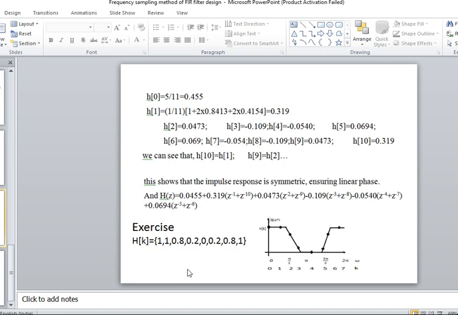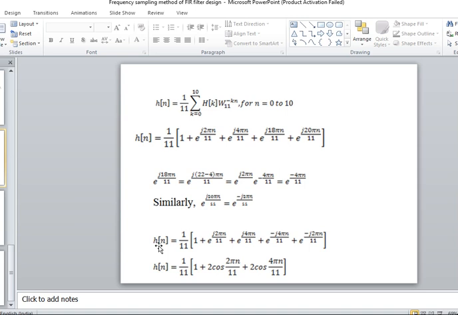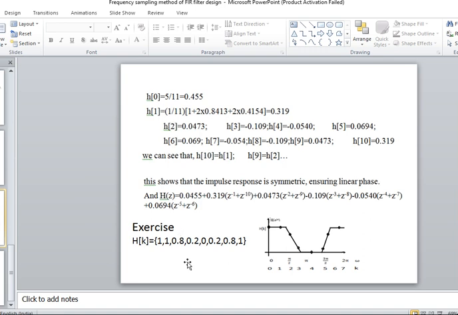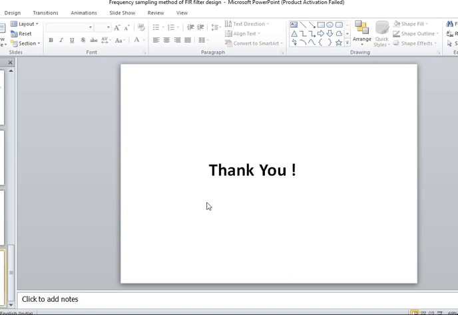So now once you get the frequency samples, the procedure is the same. You just start with the IDFT equation, which will give you the impulse response. So you can proceed like that and find the impulse response, the transfer function, or the final frequency response, and you can plot it, and draw the structures and all. Okay, so that's about the frequency sampling method of designing FIR filters. Thank you.